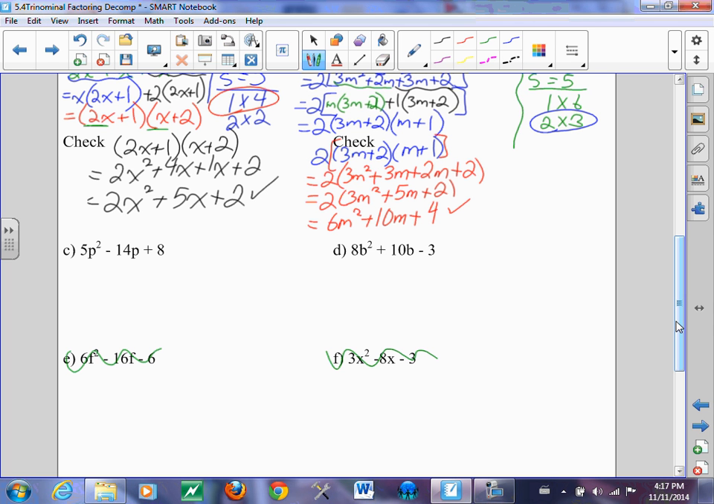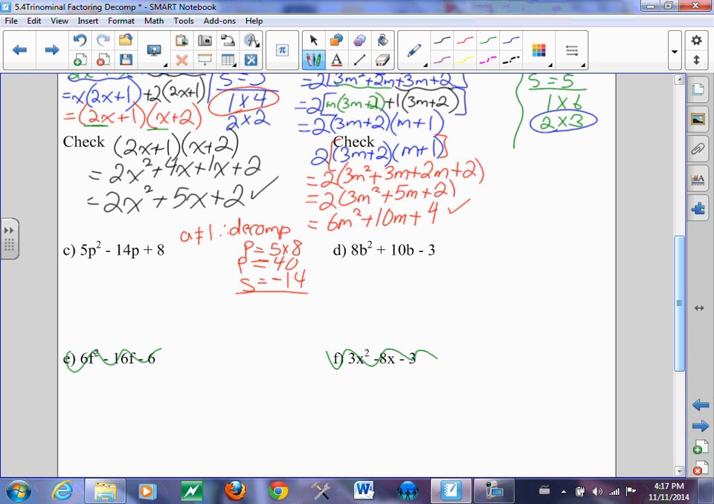Let's take a look at C. Can we common factor anything out? No, but A does not equal 1, therefore decomp. Okay, you might want to get into the habit of writing that out. Product equals A times C, so 5 times 8. Okay, so the product is going to equal 40. Everybody good with that? Okay, sum equals negative 14.